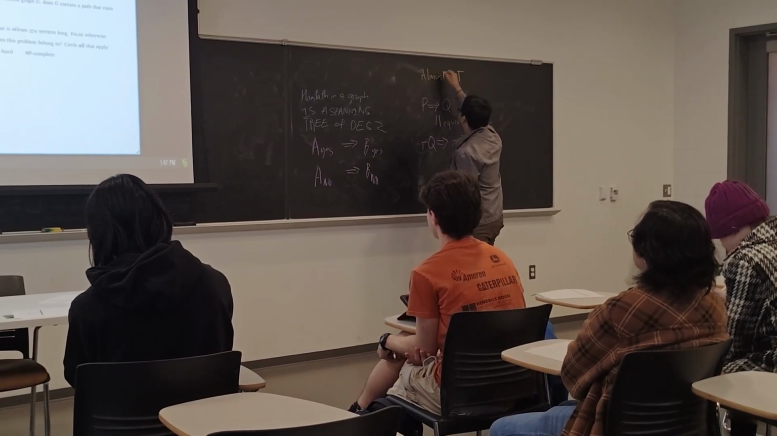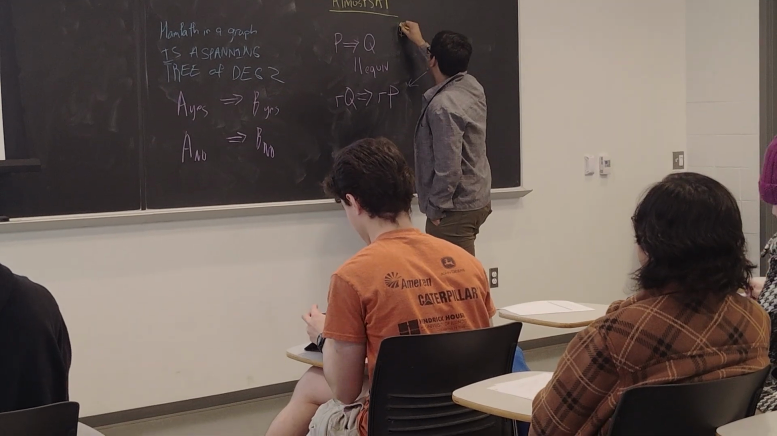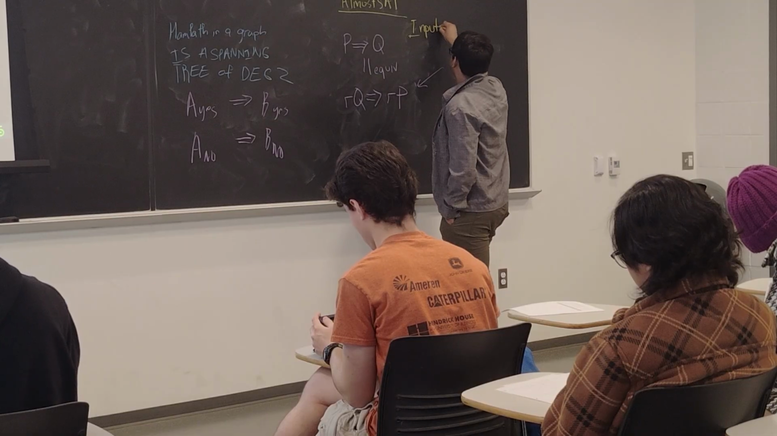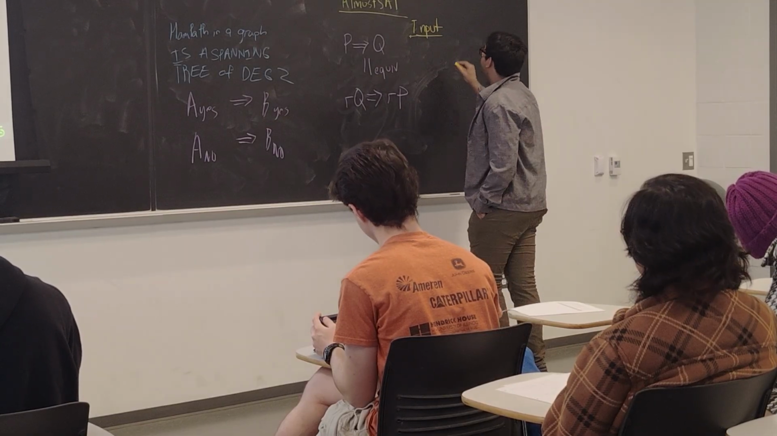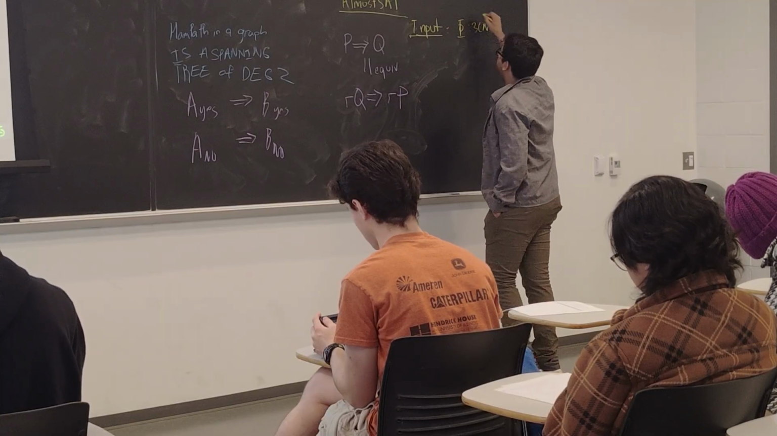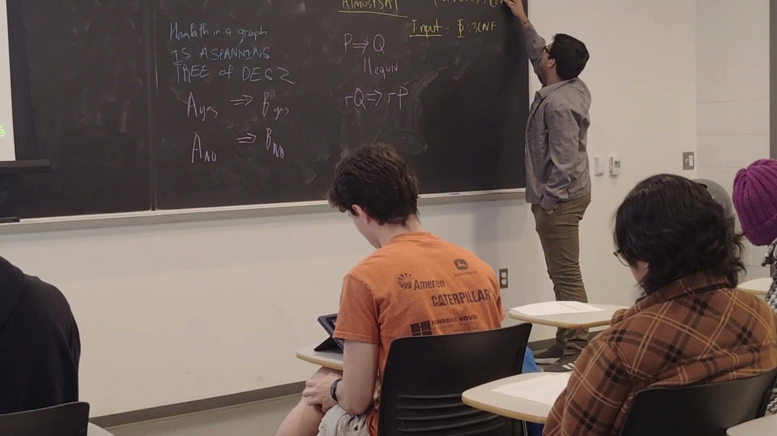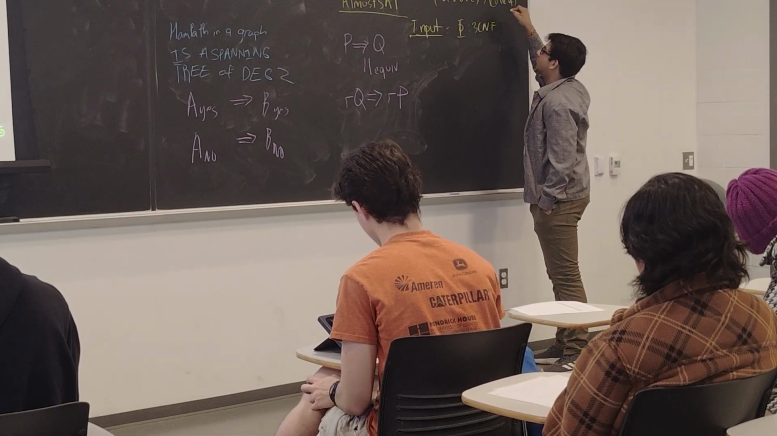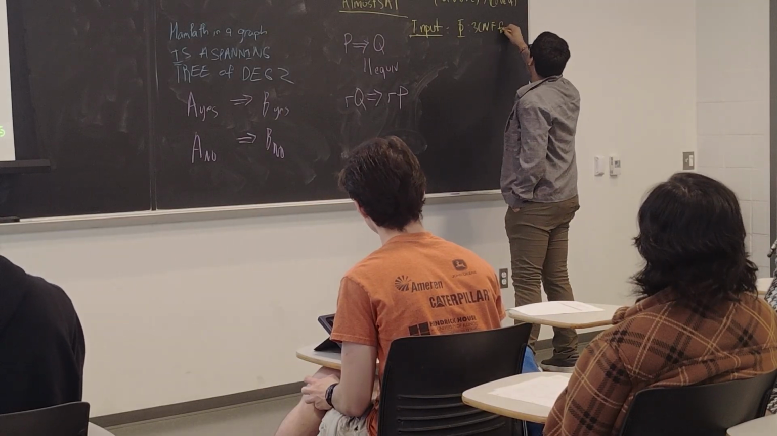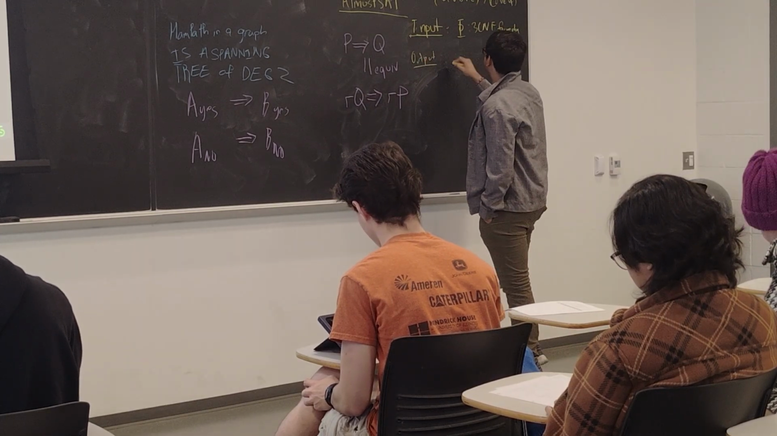He loves taking variants of SAT. You have an input formula phi. It's 3 CNF. So recall that looks like A or B or C and D or E. Raymond, this one is and, right? Yeah. Okay, cool. It's a 3 CNF formula. And then your output is true or false.